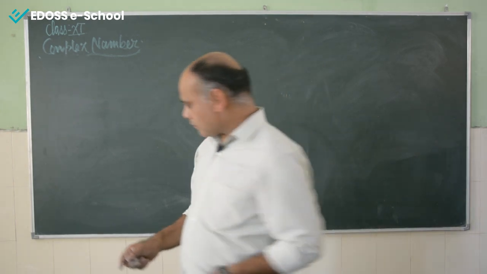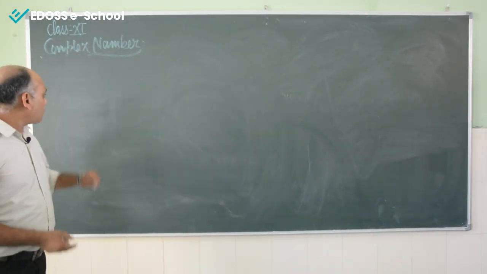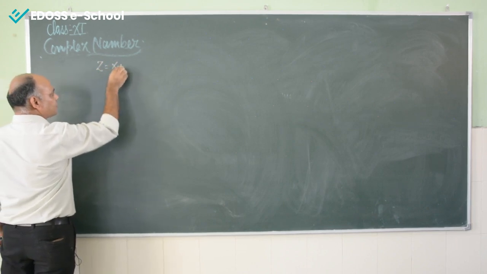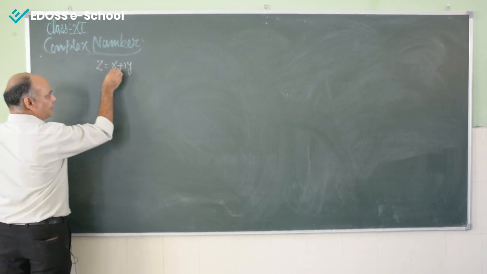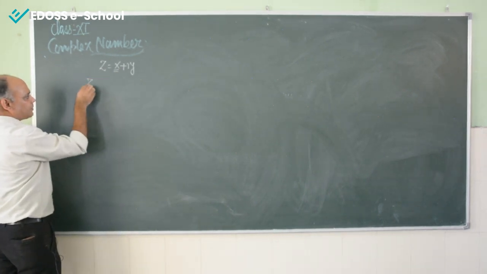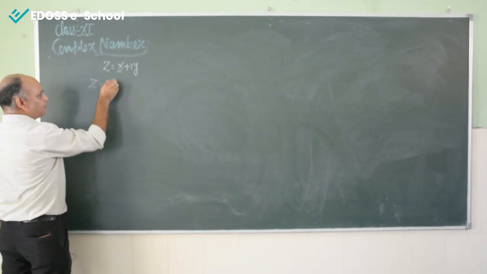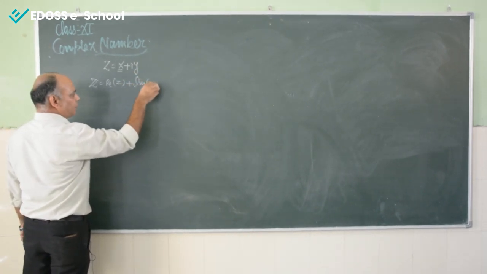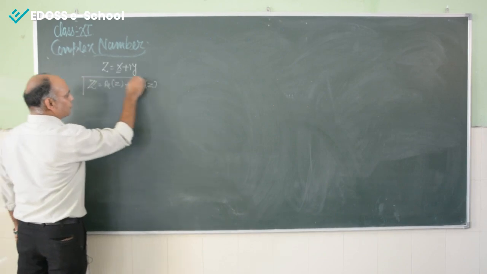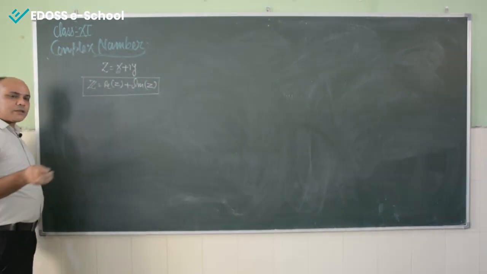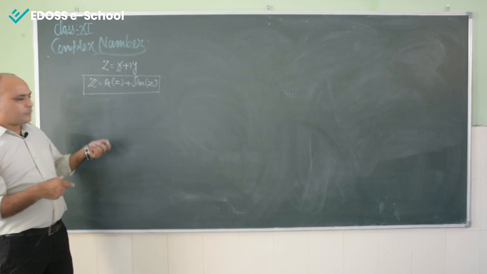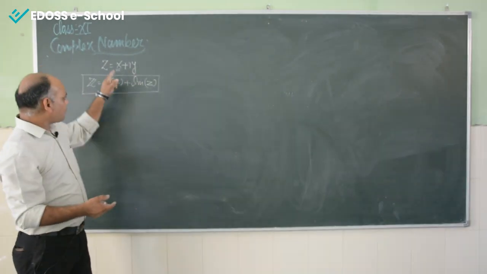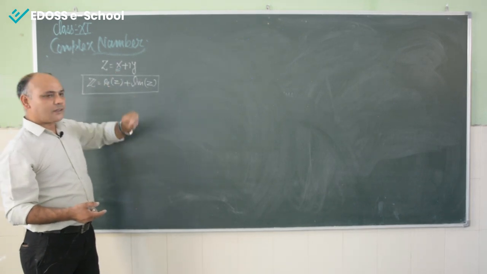Now we will go further. Suppose the complex number is written as Z equals X plus iota Y, and this X is the real part. That means Z is equal to the real part of Z plus, and this Y is the imaginary part of Z. This was the notation for the complex number, or how any complex number can be written, in the form of x plus iota y. That means x is the real part and y is the imaginary part.